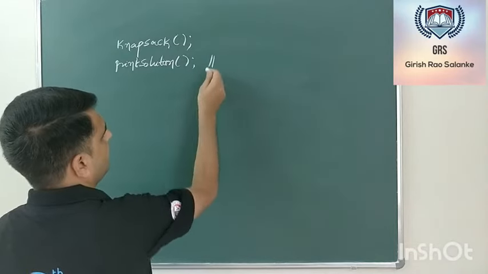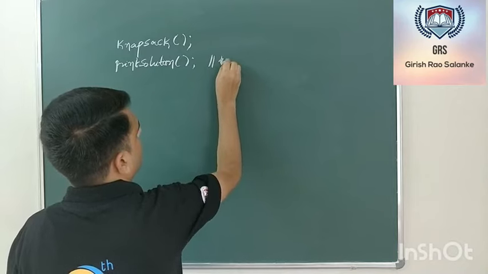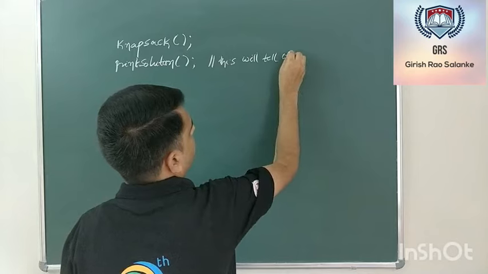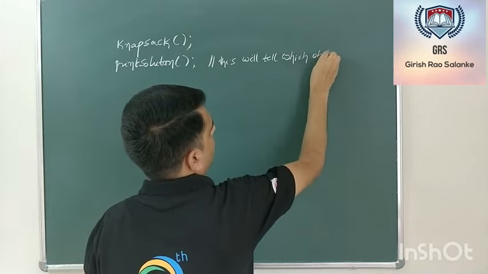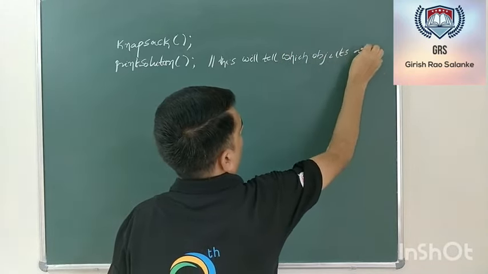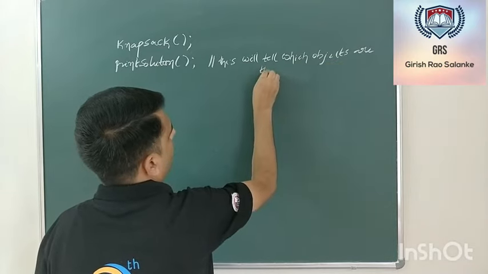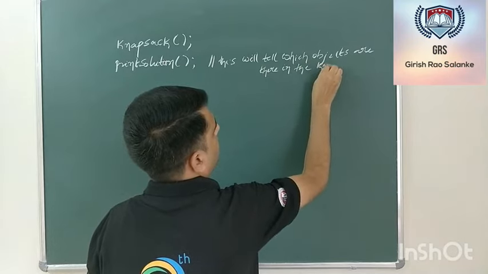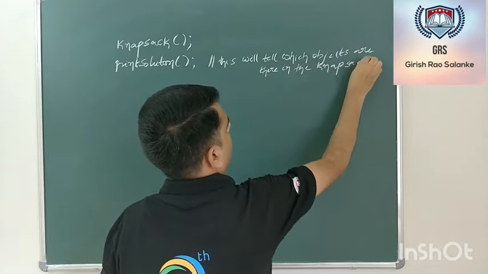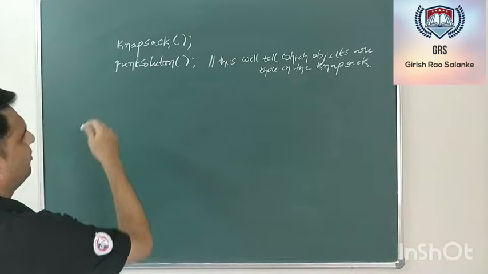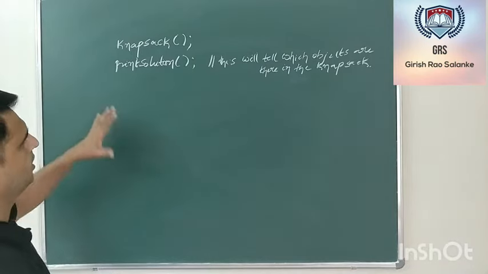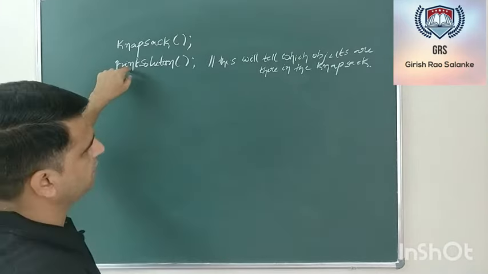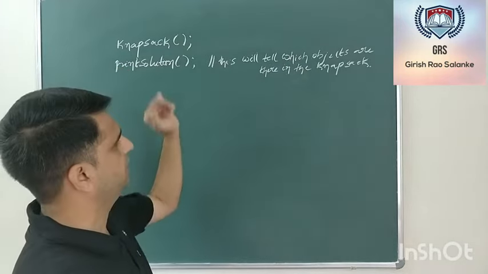So I will just write a comment line. This will tell which objects are there in the knapsack. Now this is just a description. Now after this, I'll print this. Maybe I'll print the solution. Print here. I am just holding that information. Which are the objects that need to be present in the knapsack?